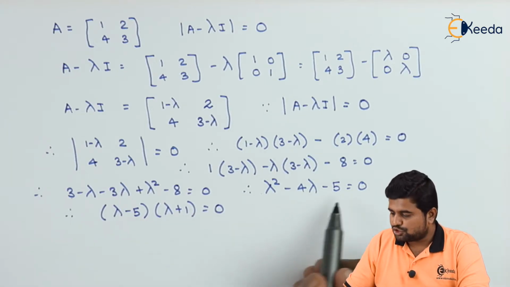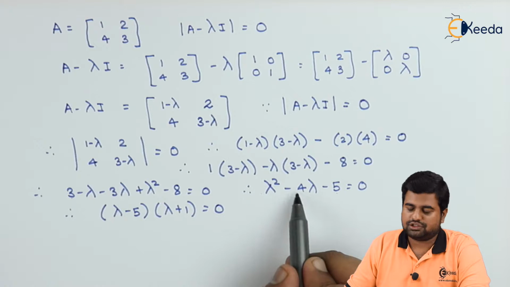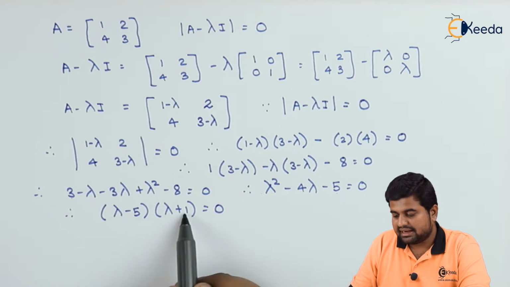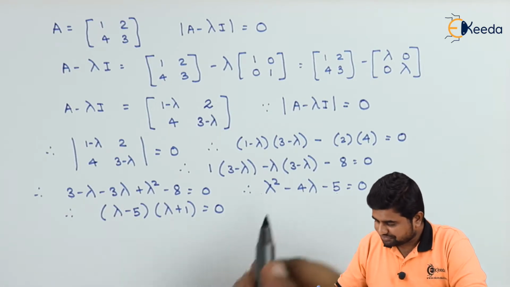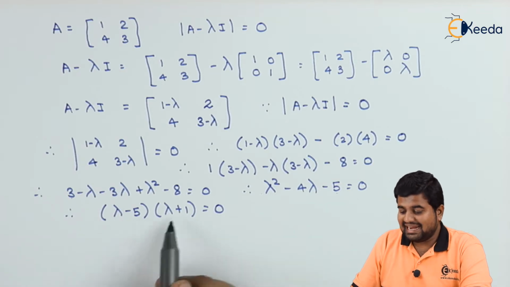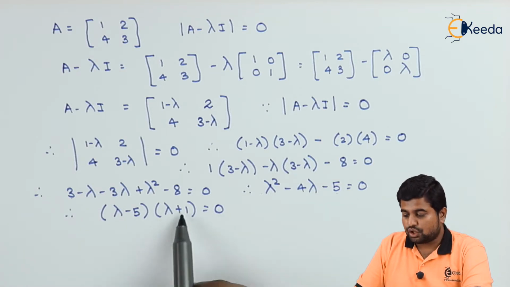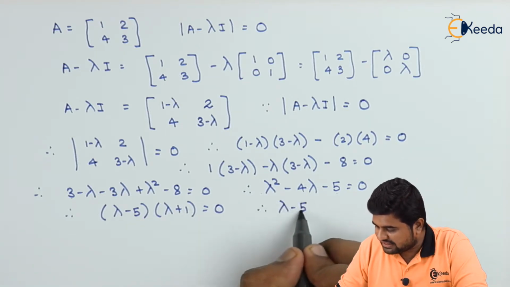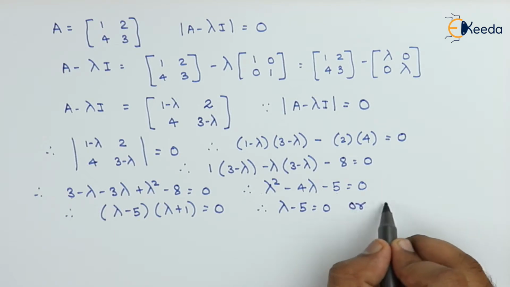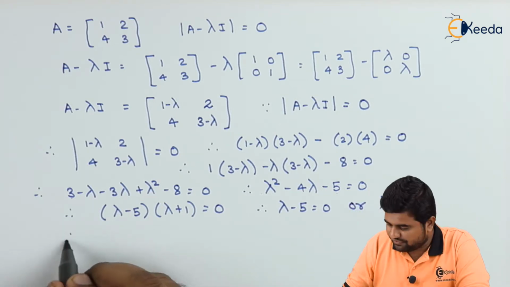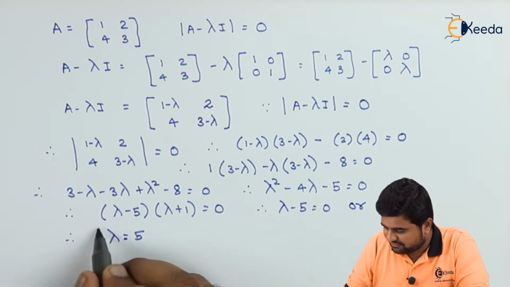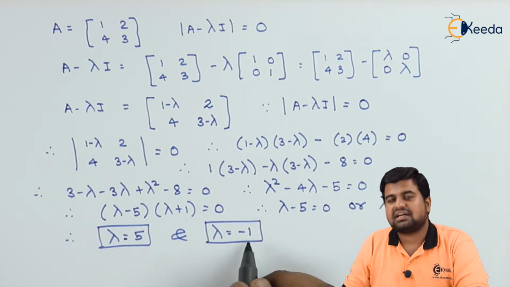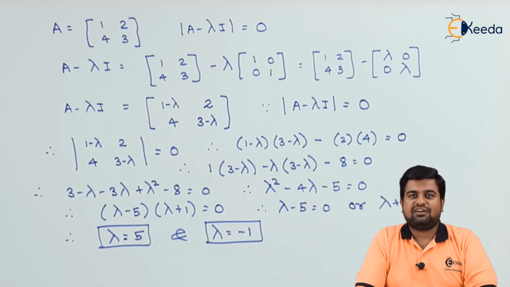So we'll factorize this. The product should be minus 5 and the addition should be minus 4. So all possible combinations are minus 5 and 1, so lambda minus 5 and lambda plus 1. Therefore, when a into b is equal to 0, either a has to be 0 or b has to be 0 or both have to be 0. Therefore, lambda minus 5 is equal to 0 or lambda plus 1 is equal to 0. Therefore, lambda is equal to 5 and lambda is equal to minus 1. So these are the eigenvalues we have obtained for the 2 by 2 matrix.